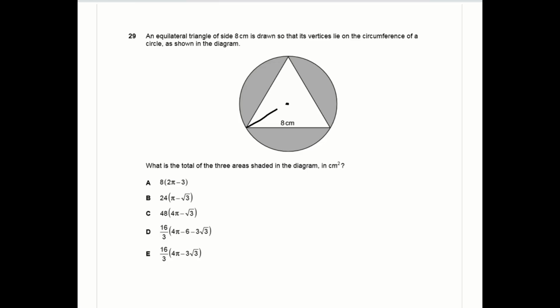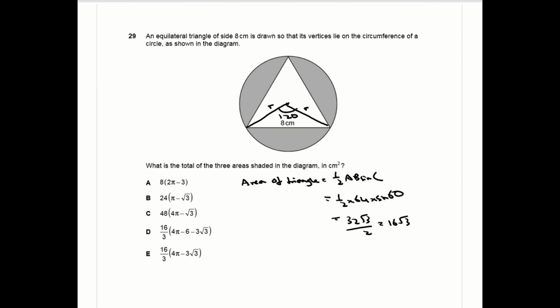For question 29, you're given an equilateral triangle inside a circle and you're asked to work out the shaded area. So the first thing you want to do is work out the area of the triangle. You know that the side lengths are 8 and the angle at one corner is 60 degrees. So the area is half ab sin C, which comes out to 16 root 3.